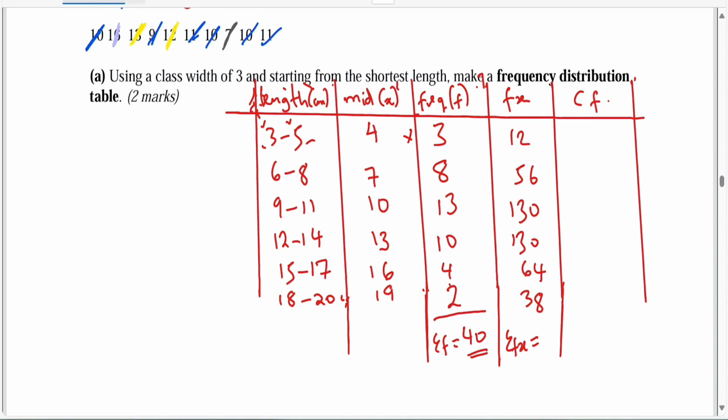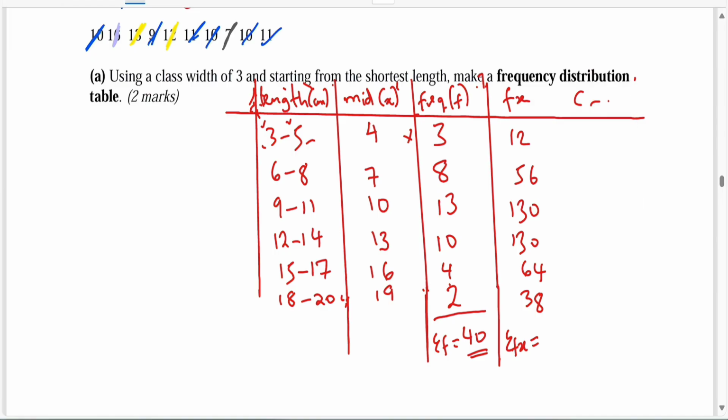Wacha tufute hii sababu hatuhitaji. Okay, sum of fx ni ngapi? If you add them all up, just take 12 plus 56 plus 130 plus 130 plus 64 plus 38, na yakupa sum of fx to be 430. So very simple. So I've already made a distribution table, tayari ushapata marks zako. Sawa. Okay.